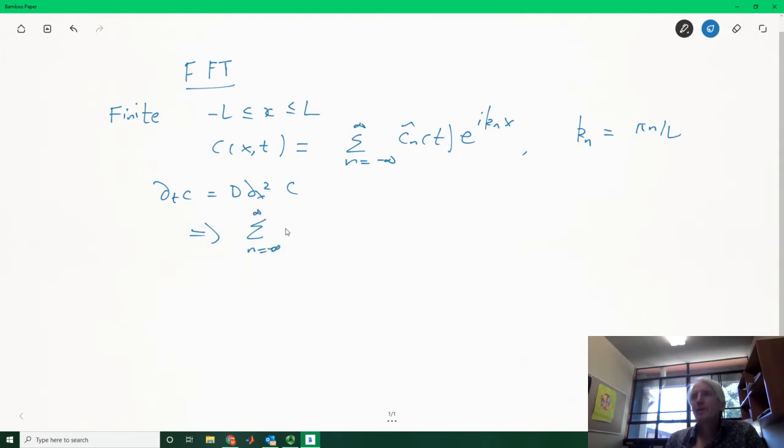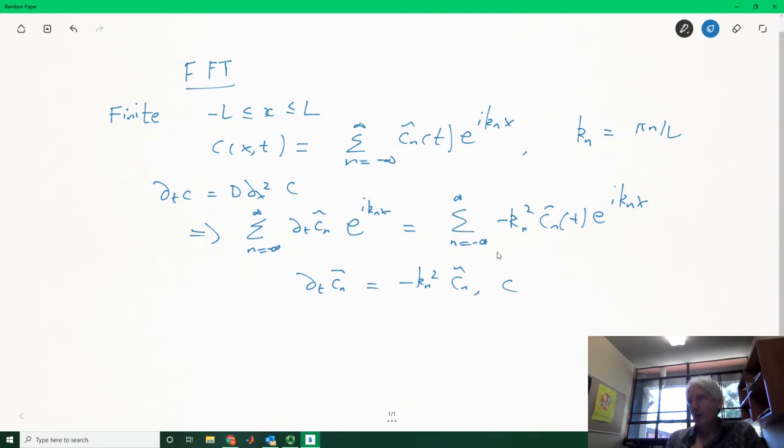d by dt of c_n hat e to the I k_n x must be equal to the sum from n equals minus infinity to infinity of minus k_n squared c_n hat of t e to the I k_n x. And then of course that means that each of these, d/dt c_n hat is equal to minus k_n squared c_n hat.